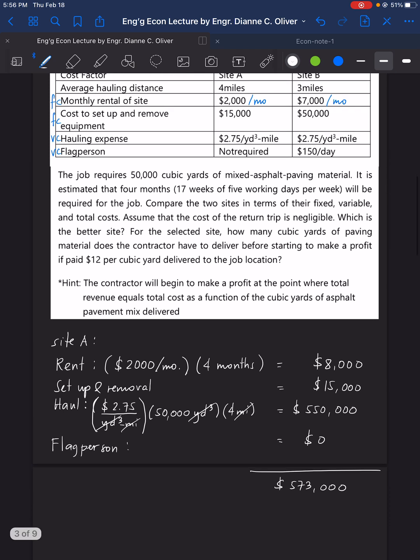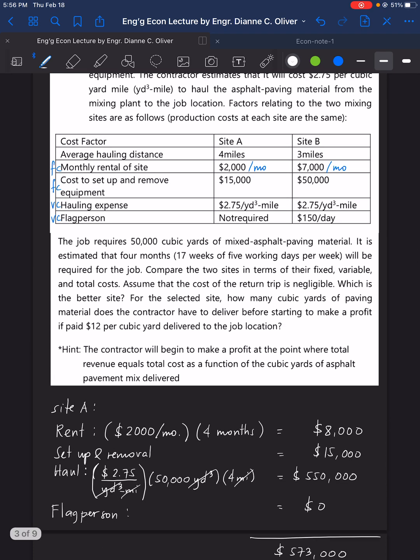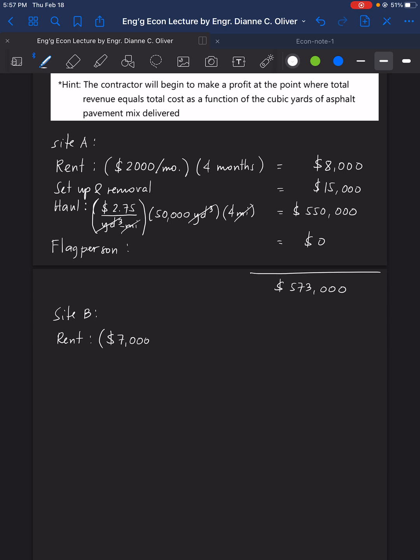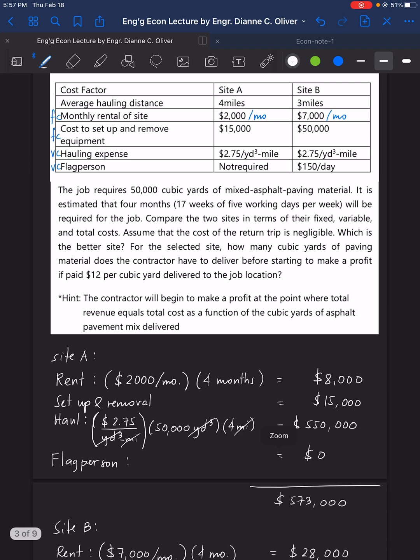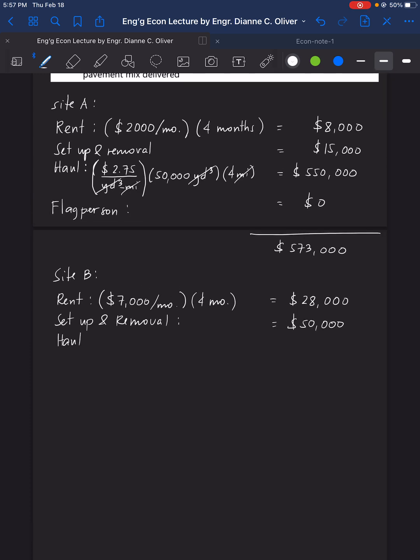Now let's go for the site B. So for site B, we have the rental for site B. For 4 months, how much would that be? $7,000 per month. So that is 4 months, and that is equal to $28,000. That's a lot. Next, the setup and removal. How much does it cost for the setup and removal for site B? That is $50,000. It's a lot. So that is $50,000. And then the hauling expense is the same.